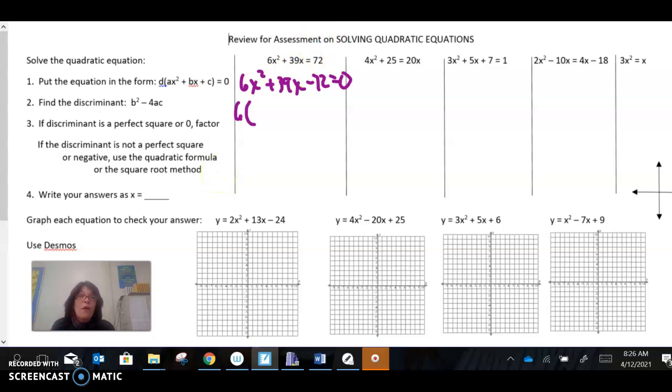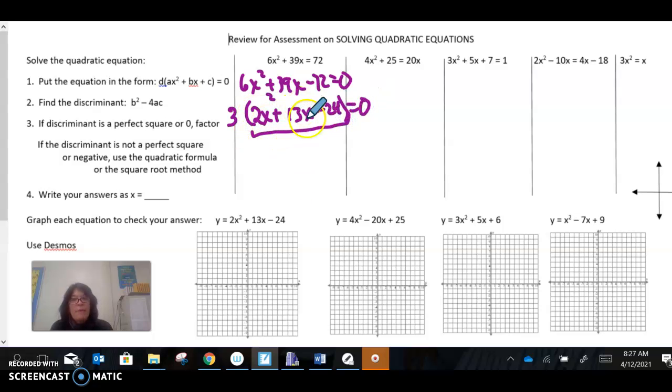We'll figure out what number goes out. Okay, sometimes it's 2, 3, 6, and sometimes nothing factors out. But if there's something that factors out, get that out of there. That's what this D is. Factor that out. If I take 3 out, I get 2x squared plus 13x minus 24. And I still have equals 0. Okay?